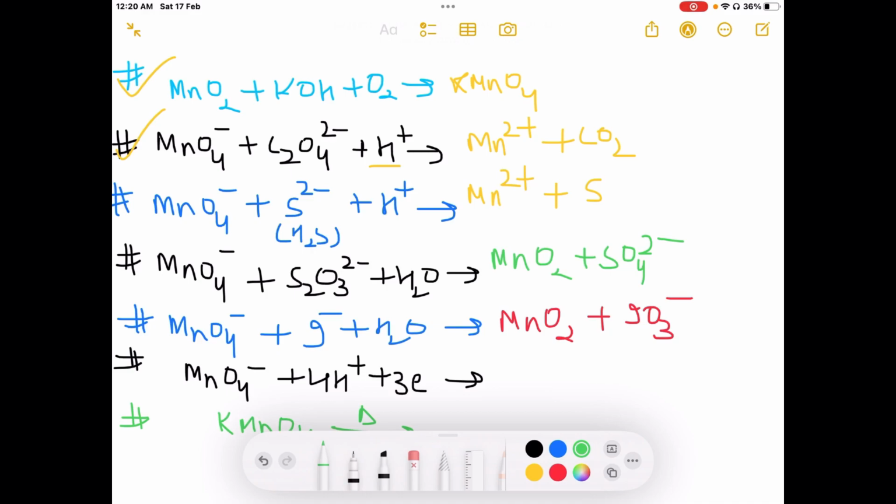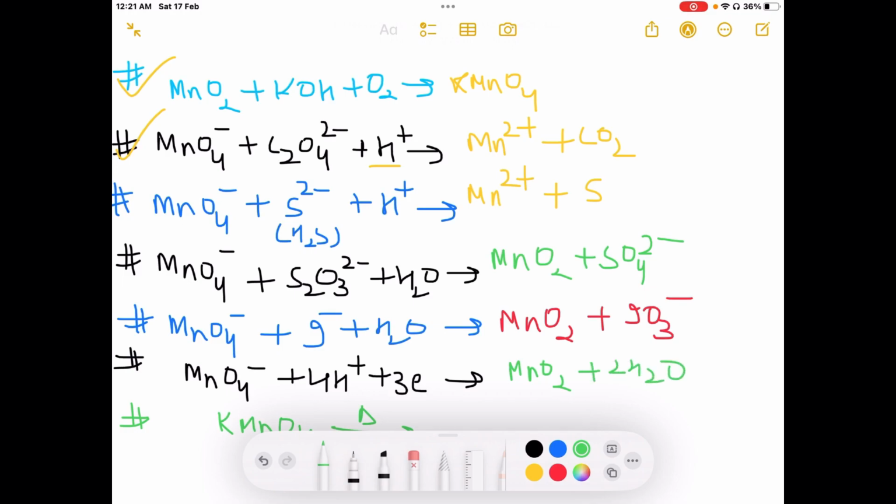Next we have MnO4 minus plus 4 hydrogen ions. This is a reaction where the concentration of hydrogen ion influences the reaction of permanganate ion. So here 4 moles of hydrogen ion we are having. In that case 3 electrons, so that changes to MnO2.